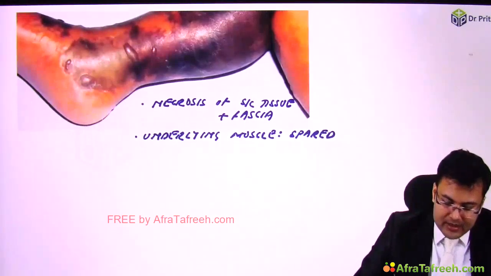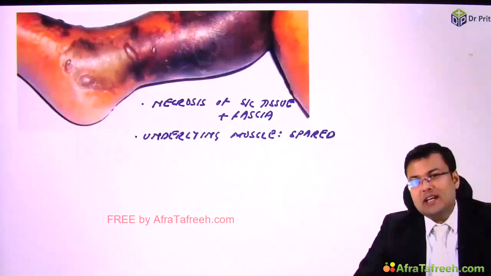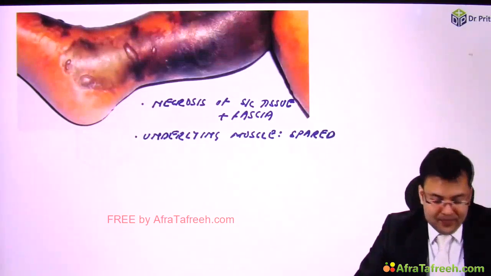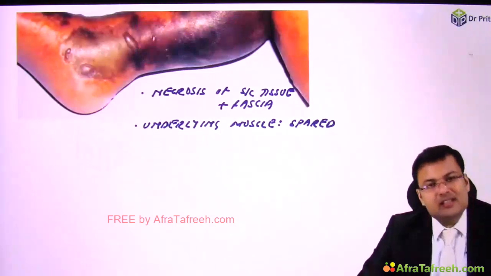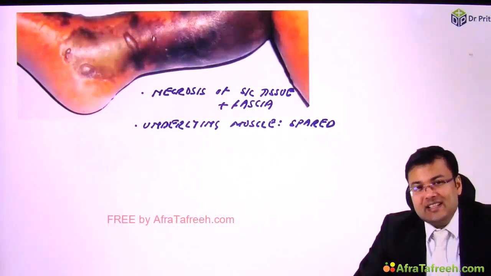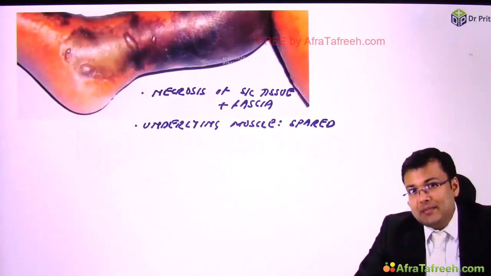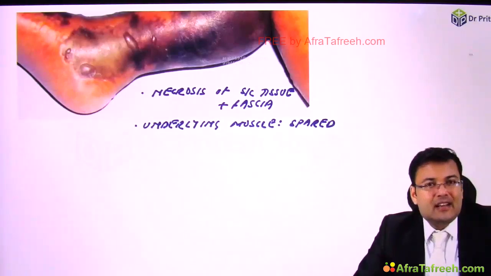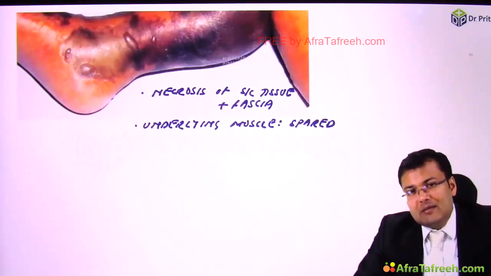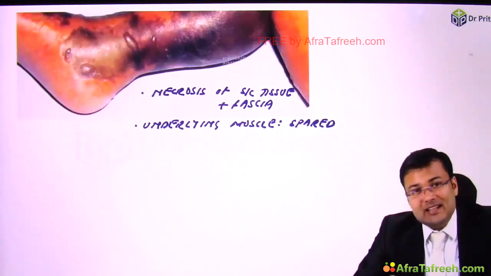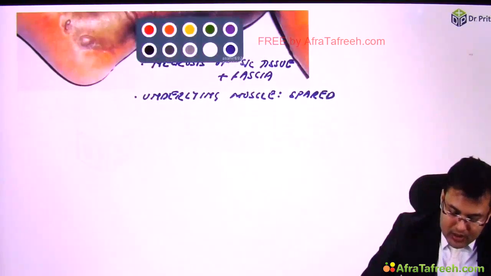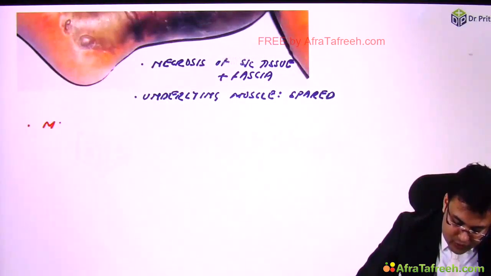Now what is the problem here? Question is asked, what is the most common site? It's the lower extremity or lower limb. We discussed a similar condition in testes, and that is known as Fournier's gangrene, and that is necrotizing fasciitis involving the perineum. There also we discussed that skin, subcutaneous tissue, fascia is involved. Underlying structures were spared, like testis is spared. So generally, the most common site is the lower limb.